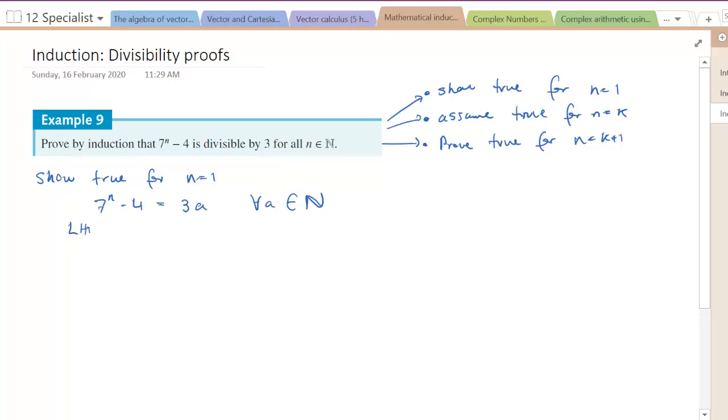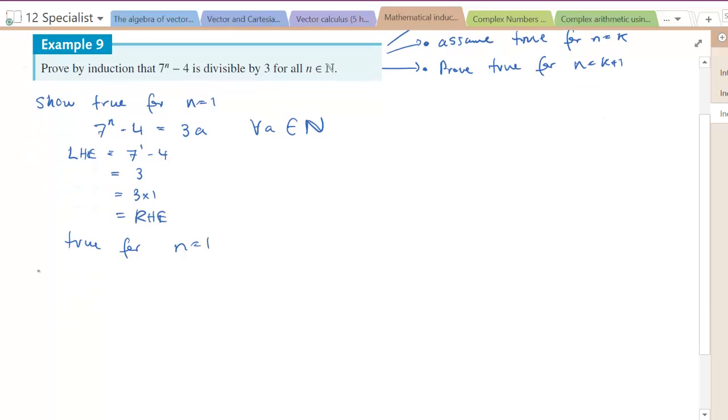So left-hand equation, we have 7 to the power of 1 take 4, which is equal to 3, and we can write that as 3 times 1. So therefore it must be true to that right-hand equation, and it is true for n equals 1. Okay, so that's nice and easy. Assume true is a very straightforward step.